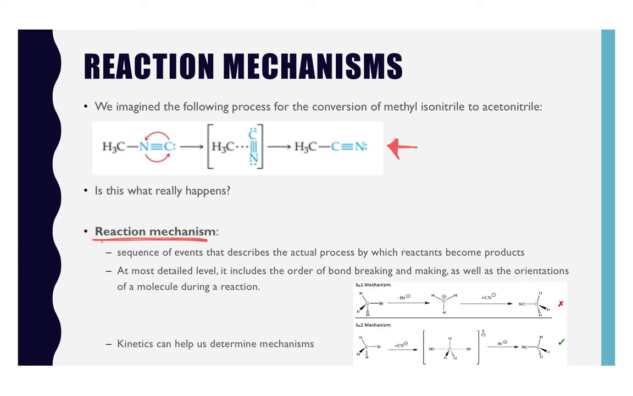So with additional data and things like that, you can come up with some very, very detailed reaction mechanisms that tell you exactly what are the orders that the bonds break, what are the orders that bonds are made, what are the transition states, how do the particles collide in order to make this happen, etc. Okay? Kinetics is the first step in helping us determine what mechanisms there might be.